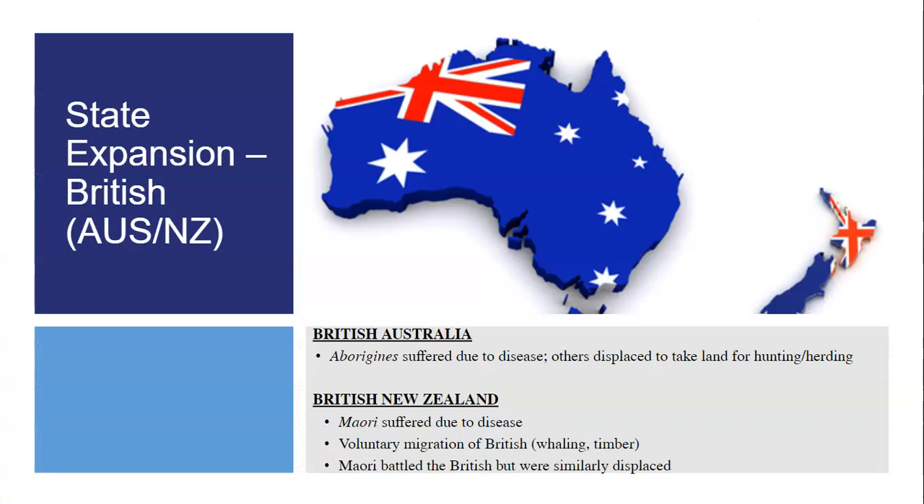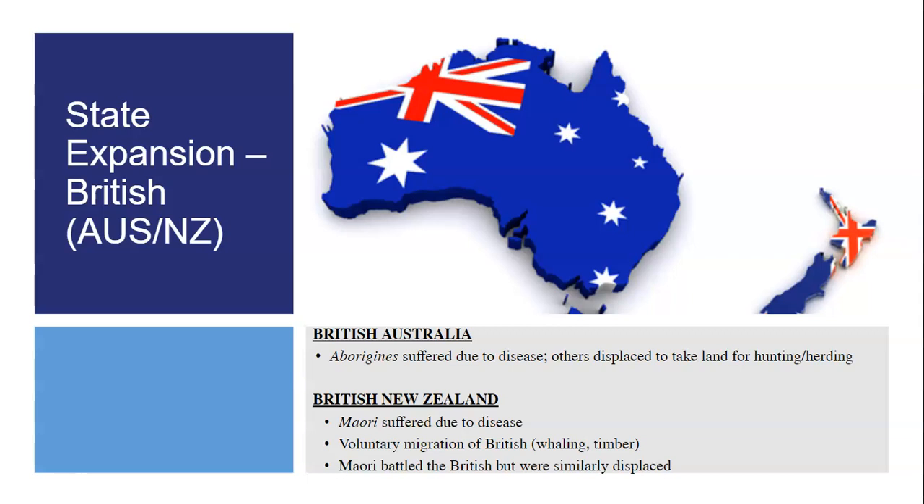Here we go on the effects of British Australia. There was a group of people there called the Aborigines, just like America has the Native Americans, erroneously called the Indians by Christopher Columbus. The Aborigines in Australia were there before the white people showed up, but they're going to suffer due to the introduction of diseases they had never encountered. And of course, others are going to be displaced because white people will take the land for hunting and herding.